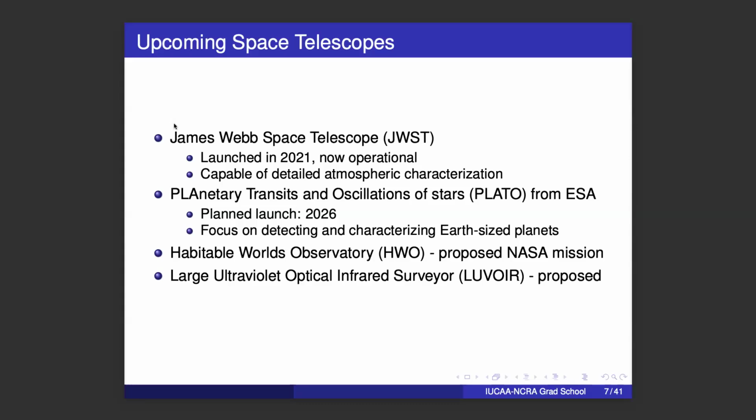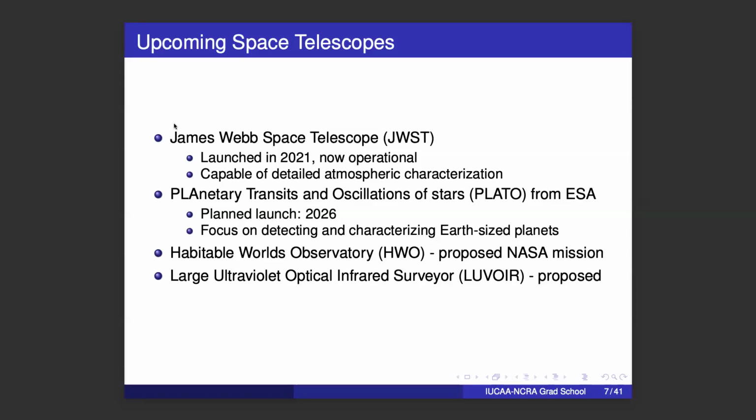Planetary transits and oscillations of stars. Plato. This is a mission from ESA. It will launch in 2026. And the goal is again focused on these Earth-sized planets. Habitable Worlds Observatory. This is a very, very ambitious NASA mission. It's still proposed. So they don't even have a full design or anything. So this will take 20 years to come to fruition. And even this is also at the proposed stage.